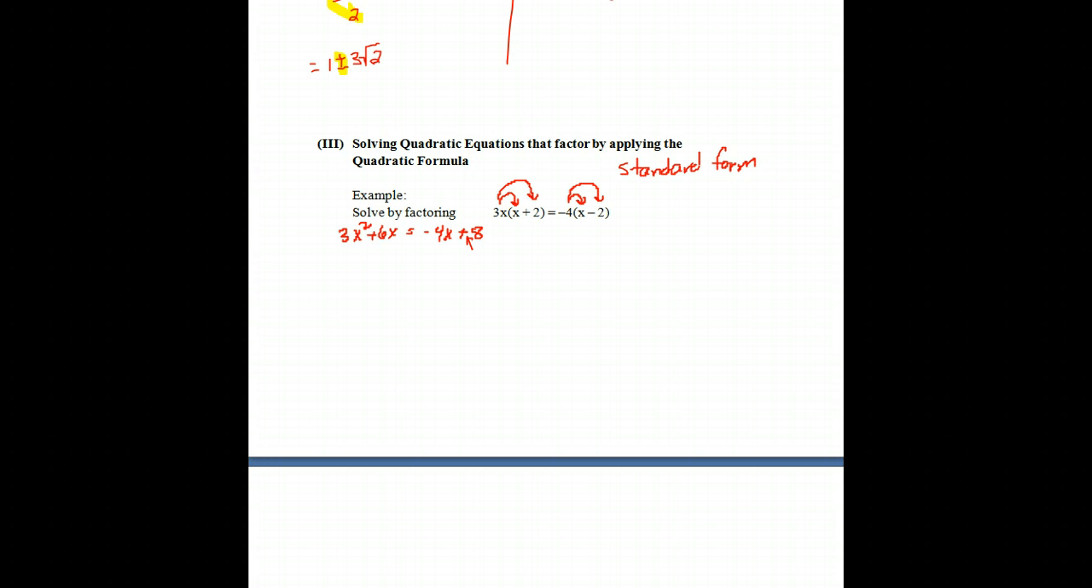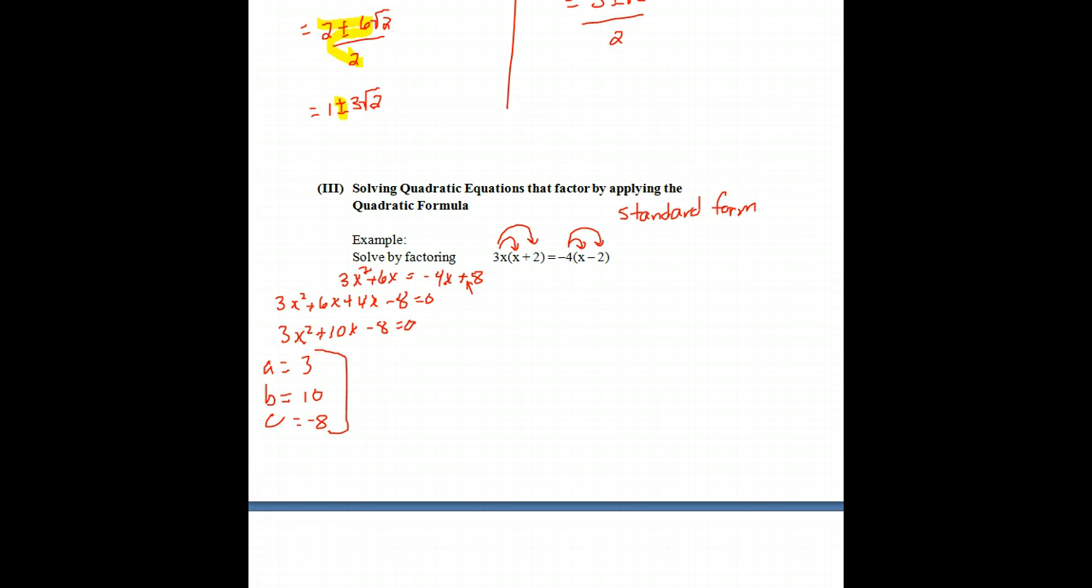And we put all the terms on one side, so you'd have 3x squared plus 6x. 4x comes over, so that will become positive. The 8 comes over, it becomes a negative, equals 0. And then simplifying, we get 3x squared plus 10x minus 8.